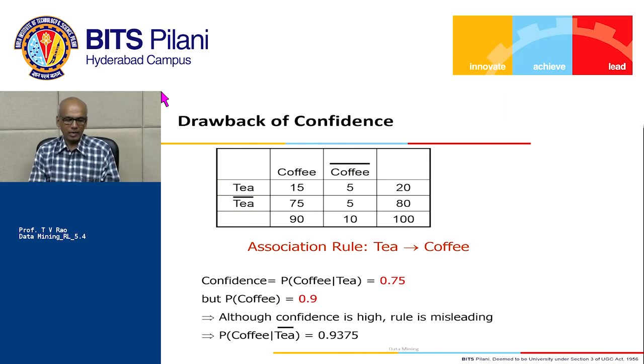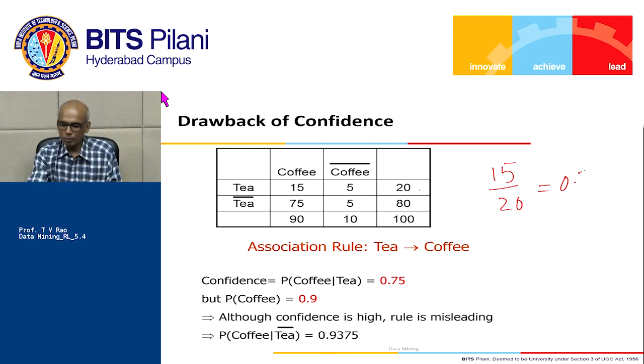So now let's look at the association rule tea implies coffee. Now we look at the confidence. The probability of coffee when they are taking tea: there are 20 people who take tea and out of them 15 are taking coffee. So it is coming to 15 by 20. So the confidence is 0.75. So that looks pretty high.